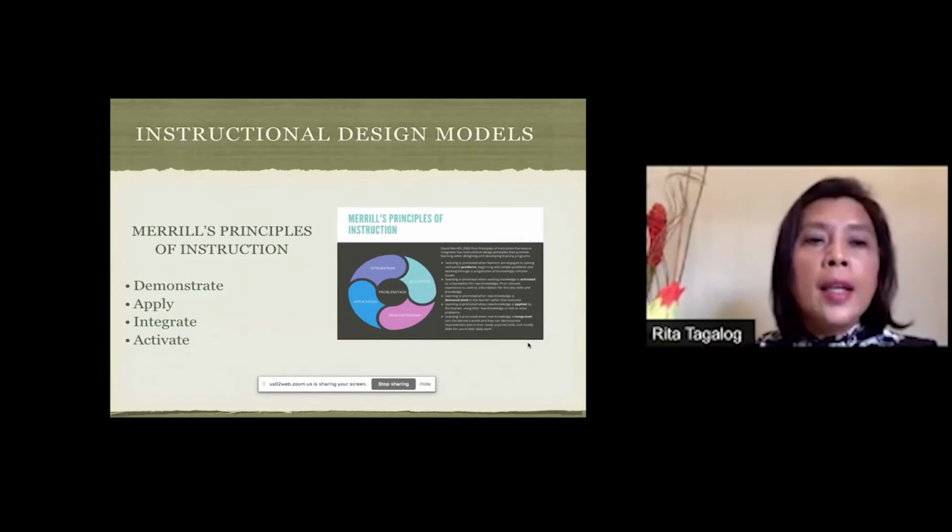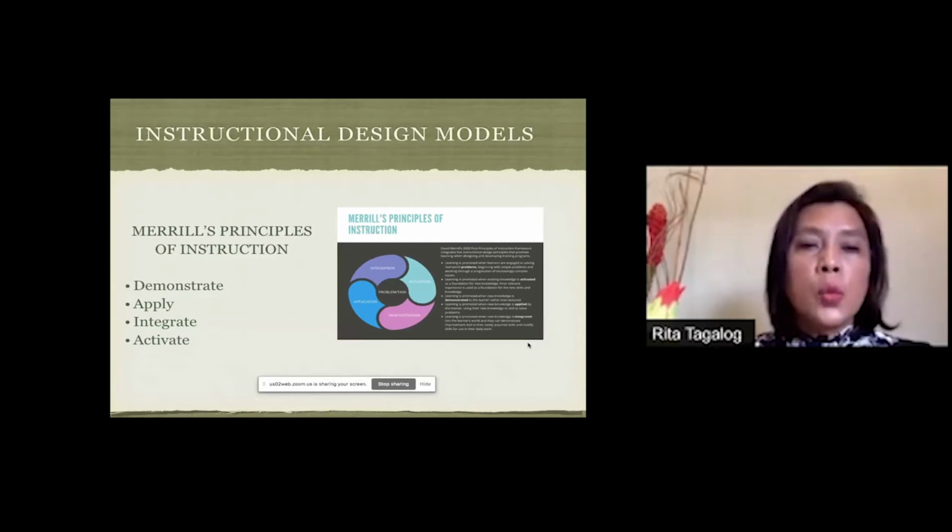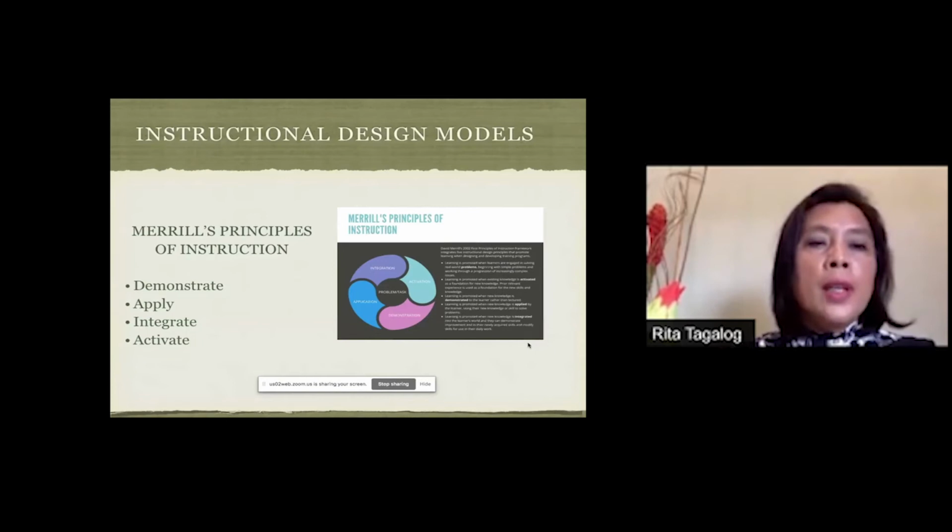In here, Merrill's principle is emphasizing the pedagogy of problem solving. So it's more on the construction of knowledge based on the problems given to the students at hand. Now, the principle consists of four stages.